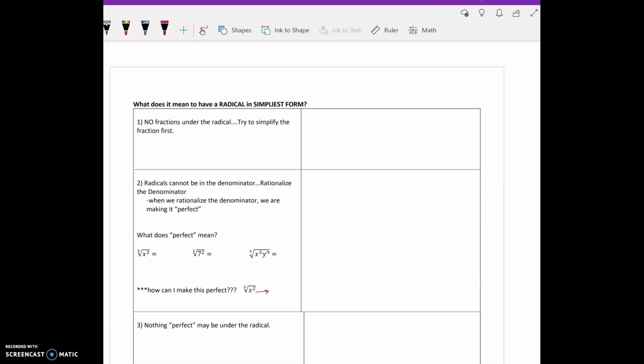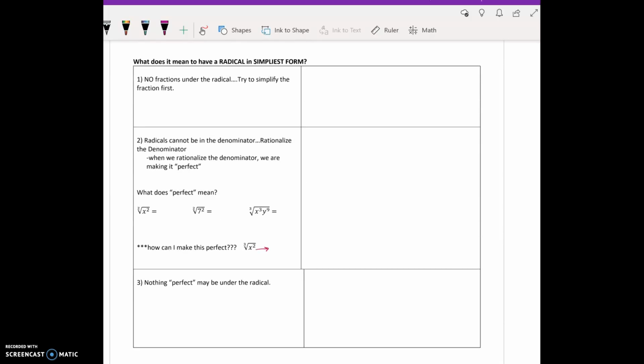Okay, so we are going to begin our notes now. Where you need to be in your notes is on page 7, and we're going to finish up our rules. We started the rules the other day in class with the fact that nothing can be perfect on the radical. And that's what you just did on that one side of the pink page.